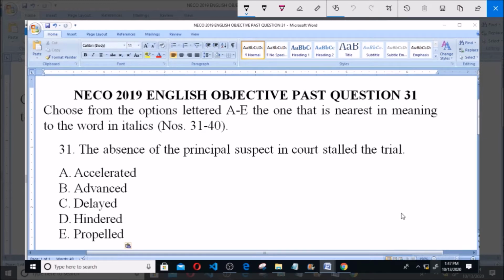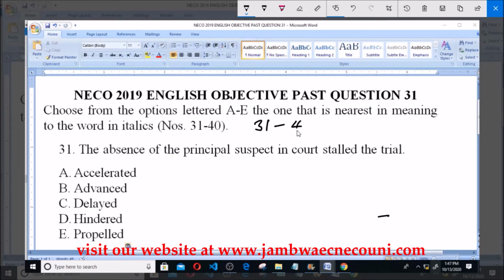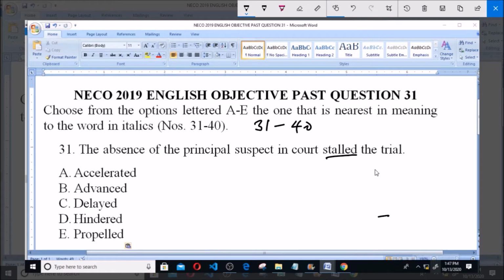And question number 31. The instruction to this question says choose from the options lettered A to E, the one that is nearest in meaning to the italicized. So we are using this instruction to answer questions 31 to 40, and the italicized word here is stalled. And so this question is coming from what we call synonyms in English.